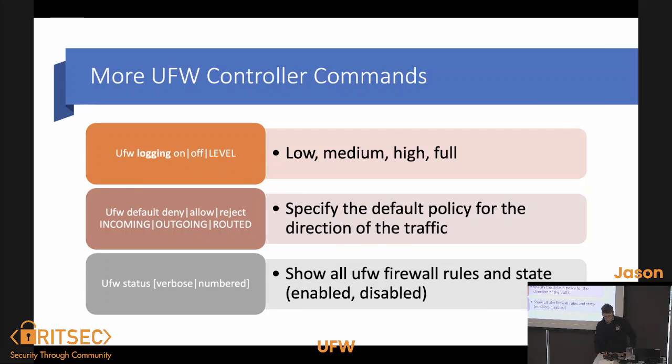So by default, UFW sets policies for directions of traffic. So you have incoming traffic, outgoing traffic, and then routed traffic that's being passed through your box if you're using a box as a proxy. You can set the default policy for each of these directions using UFW default, deny, allow, or reject, then your direction, and it's pretty cool. You can also use UFW status. You can do either verbose or numbered to get all the information about your rules and the state of the firewall, like if it's enabled or disabled.